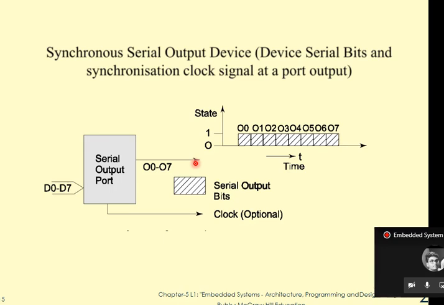So due to the synchronization, I will send the data based upon the clock pulse only. That is the difference between the input and output, but the remaining operations are all the same. Here I am sending out. In the previous case, I am accepting, I am receiving in. That is the difference.